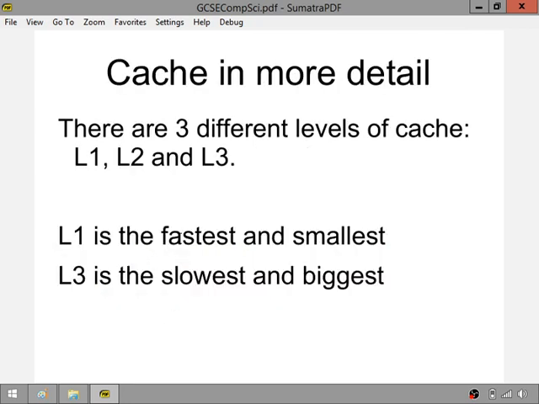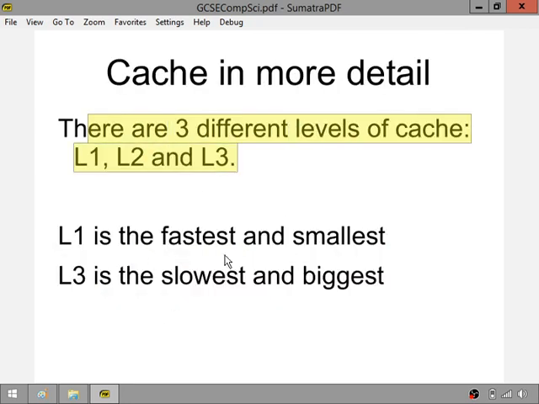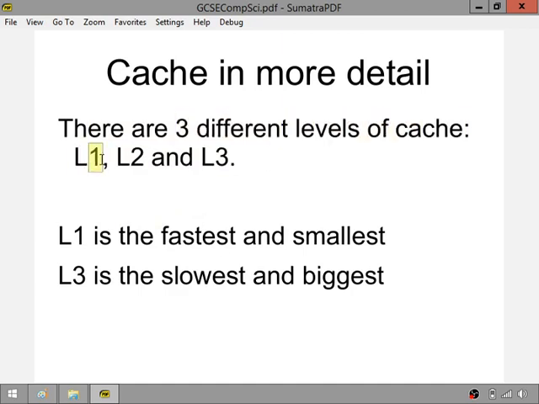Okay, so cache in more detail. You do need to know this for the exam, by the way. There are 3 different layers or levels to cache. Level 1, level 2, and level 3, or if you prefer to use the term layer, that's absolutely fine. So level 1 is the fastest and smallest. So the fastest in terms of transfer speeds, but it is the smallest in terms of file capacity, or storage capacity would be more accurate to say. Level 3 is the slowest, but it is the biggest.